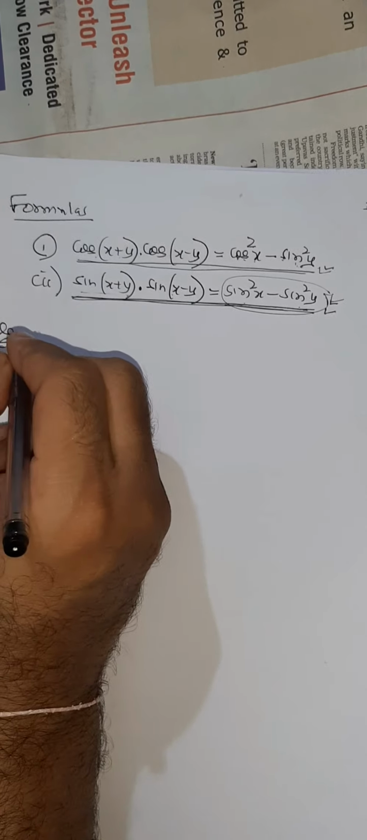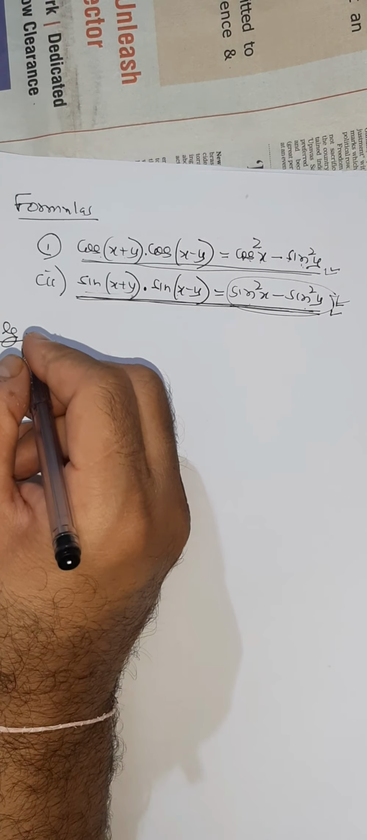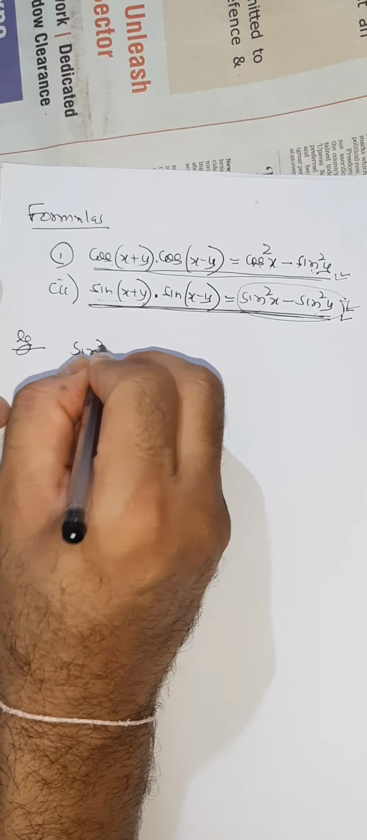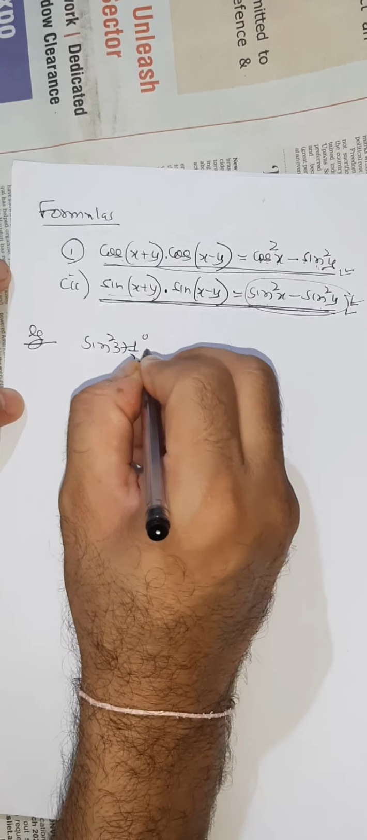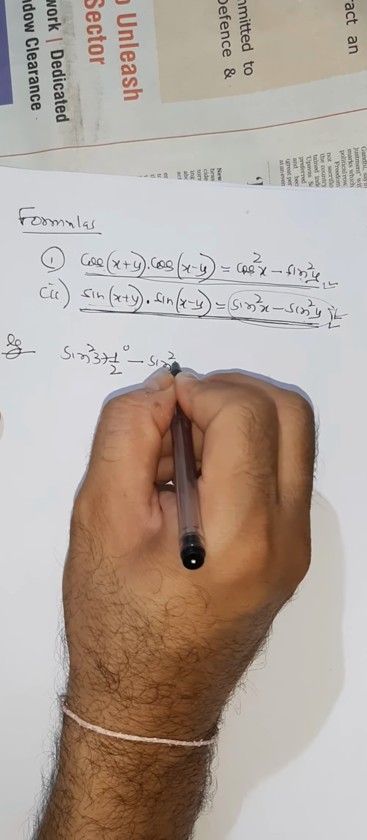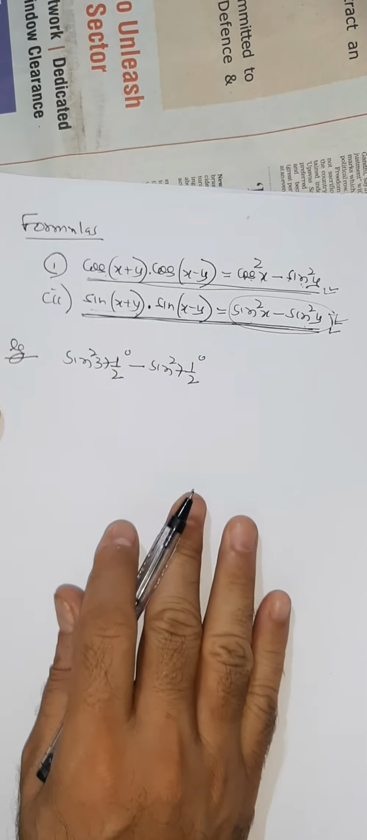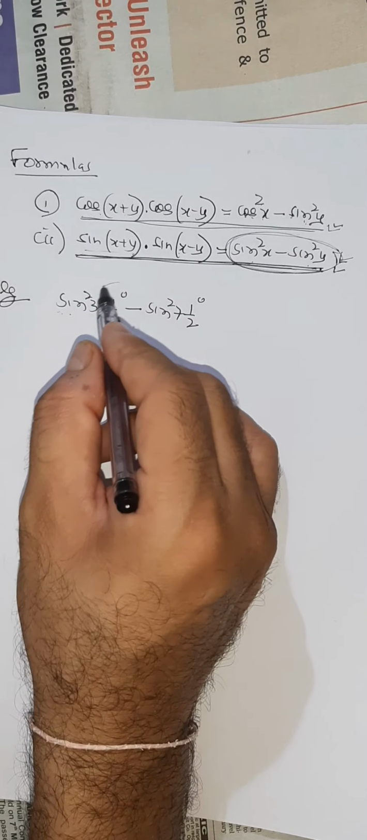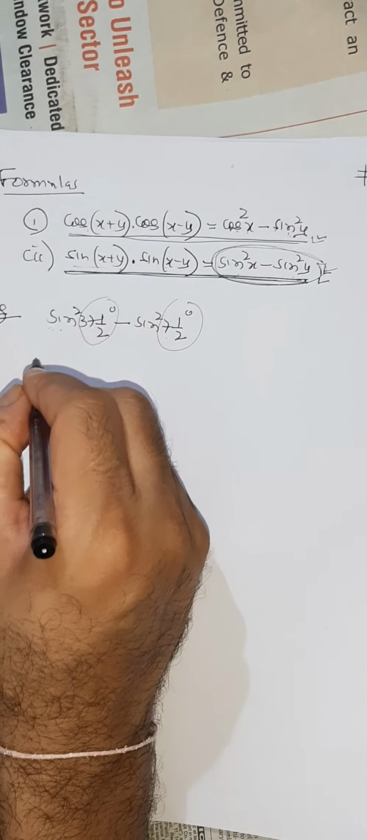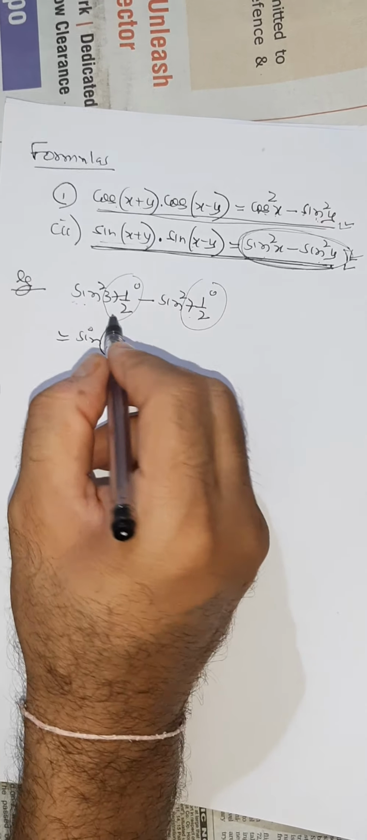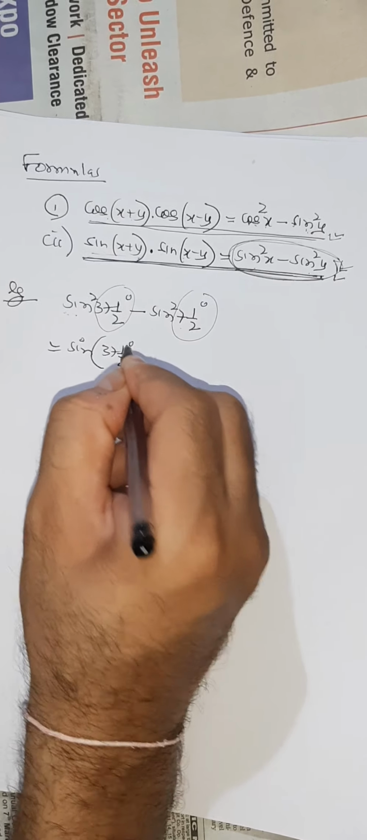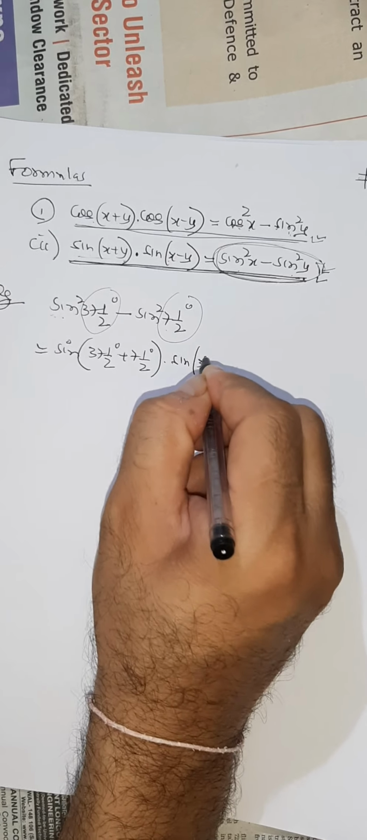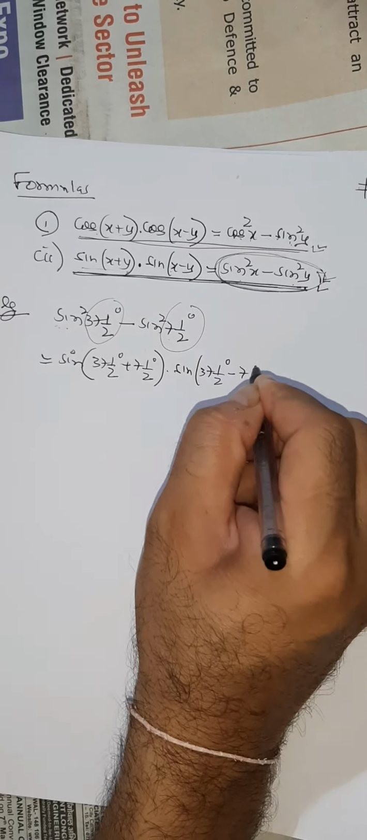For example, if I want to get this value, let's write sine square 37.5 minus sine square 7.5. Suppose I want this. So look at this RHS, it is exactly this. This is like x, this is like y. So instead of this, I can write sine of x plus y, so 37.5 plus 7.5, into sine of 37.5 minus 7.5.